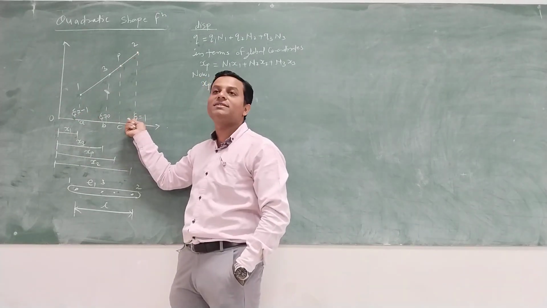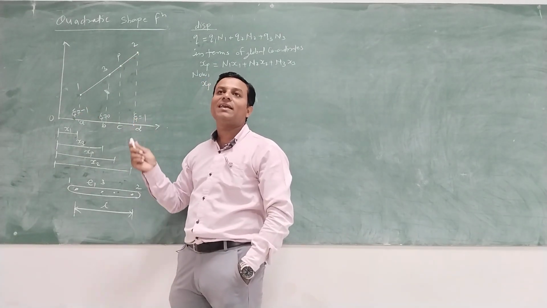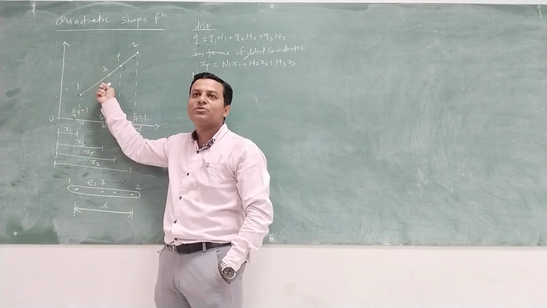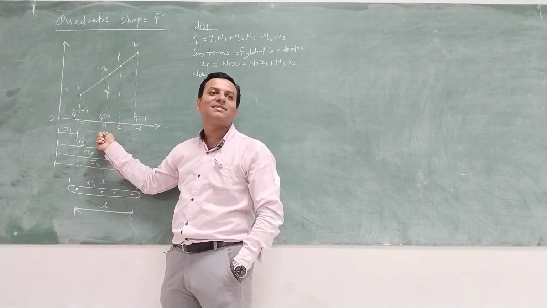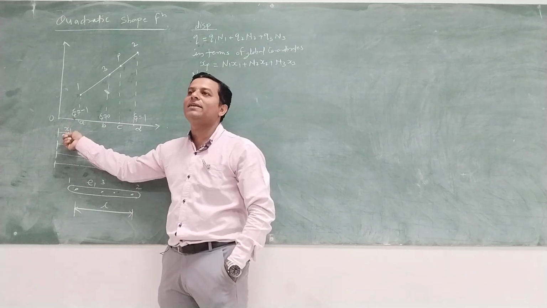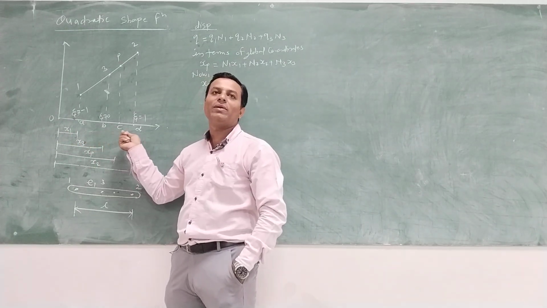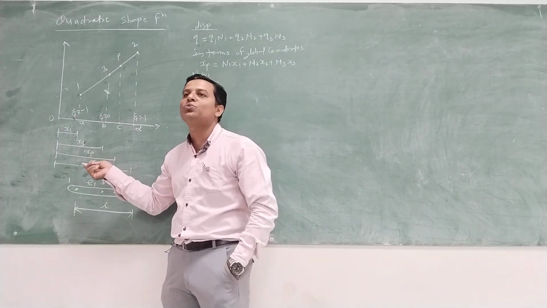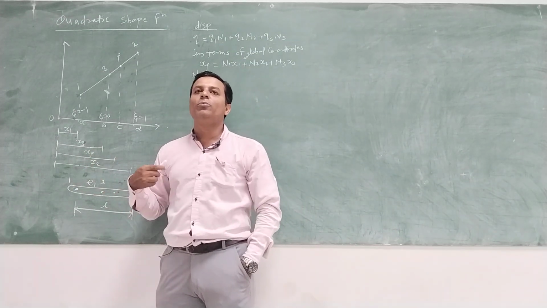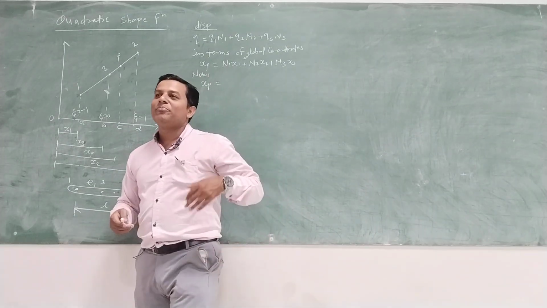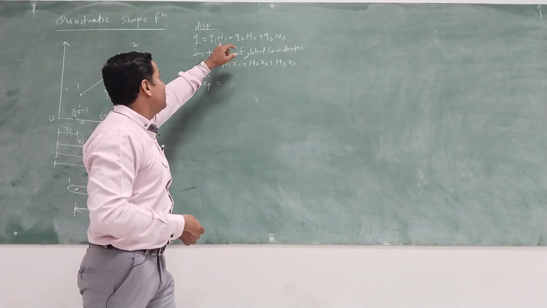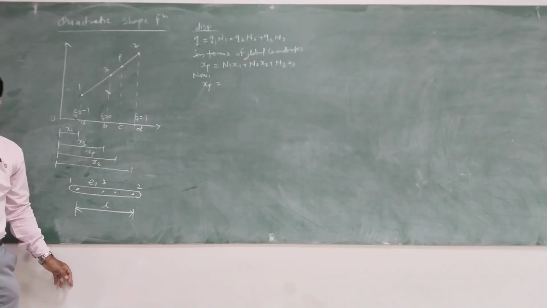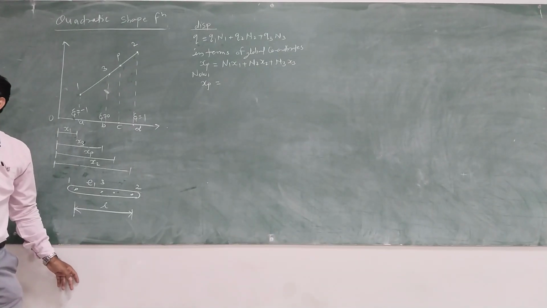For node 2, zeta is equal to 1. But here we have added one more node, that is node 3. So its zeta will be 0, which is at the center. So -1, 0, +1. Now, before going to determine N1, N2, N3, first we will determine the relation between local coordinate and global coordinate.